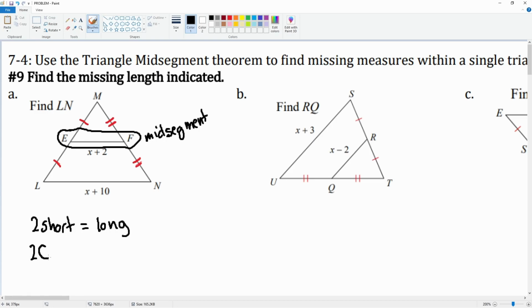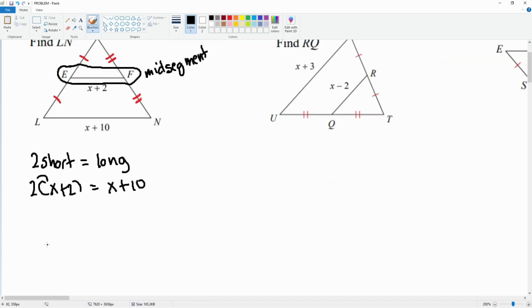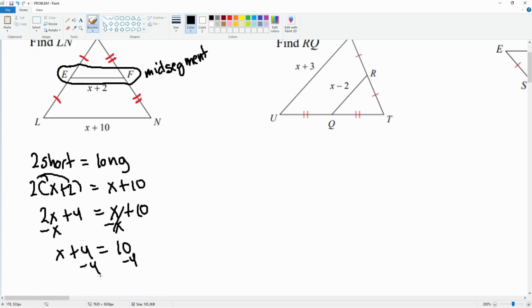So 2 times the x plus 2, because that's the short part, is going to equal the long part of x plus 10. Okay, distribute here. This becomes 2x plus 4 is equal to x plus 10. Subtract x from both sides. Then you get x plus 4 is equal to 10, so subtract 4. This cancels, leaving you with x equals 6.